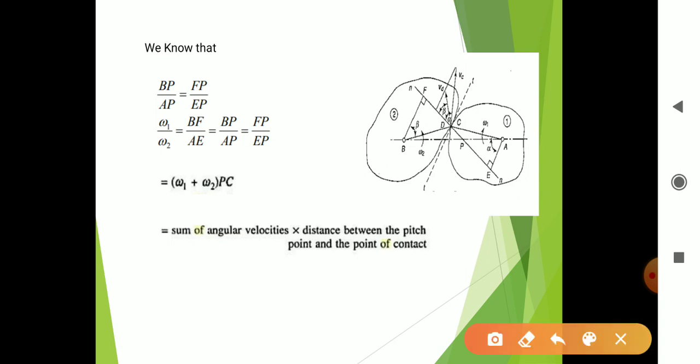This PC is nothing but, P is the pitch point or fixed point we saw in earlier derivations. This point P, and C and D, is the point of contact. So PC is the distance between the pitch point and the point of contact. So the velocity of sliding along the tangent TT is equal to the product of the sum of angular velocities into the distance of the pitch point and point of contact. This is the derivation we got here.